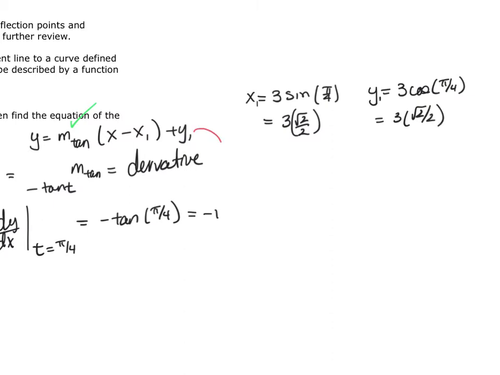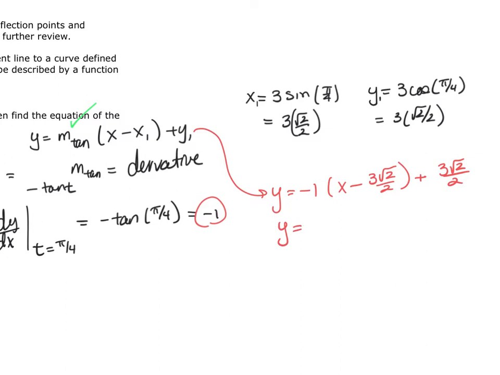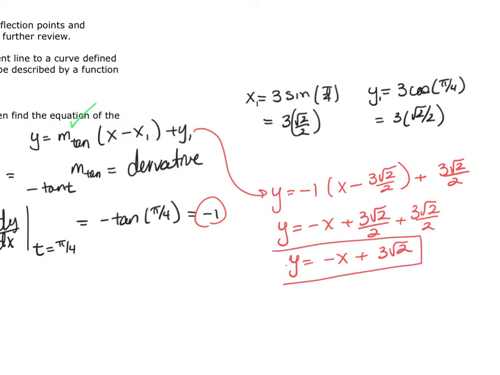So then my equation of my tangent line: y is equal to negative 1. That comes from here. That's the slope of the tangent evaluated at pi over 4. Times x minus 3 square root of 2 over 2. That's my x1. And then it's going to be plus 3 square root of 2 over 2, because that's my y1. So y is equal to negative x plus 3 square root of 2 over 2, plus another one of those. I wanted to write 3 there. I just really like 3 today. So then my final answer is negative x plus 3 square root of 2. And that's my final answer.